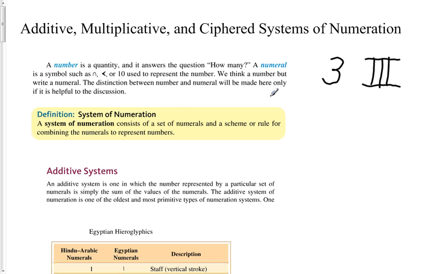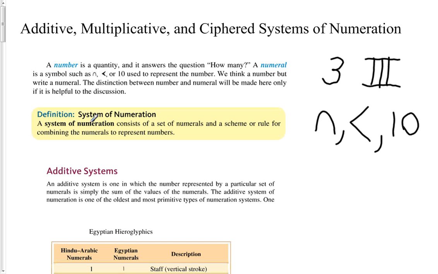Here are some numerals that represent the number 10. This numeral here is the Egyptian numeral. I believe this one is the Babylonian numeral. And here's our numeral for 10. This is a symbol that we use to represent the number 10. So there's a distinction between a number, which is an abstract thing, a quantity, and a numeral, which is the symbol, the physical or concrete thing that represents that number.